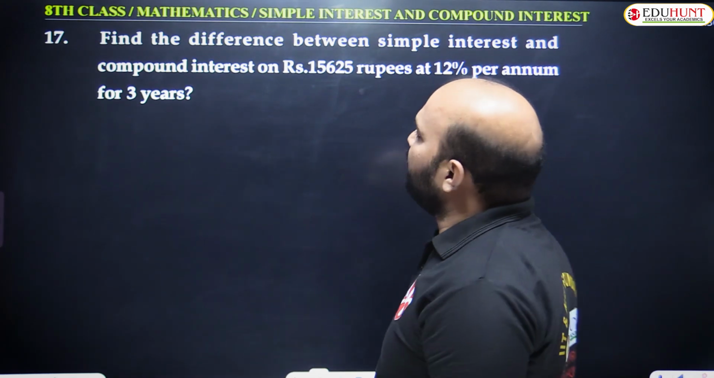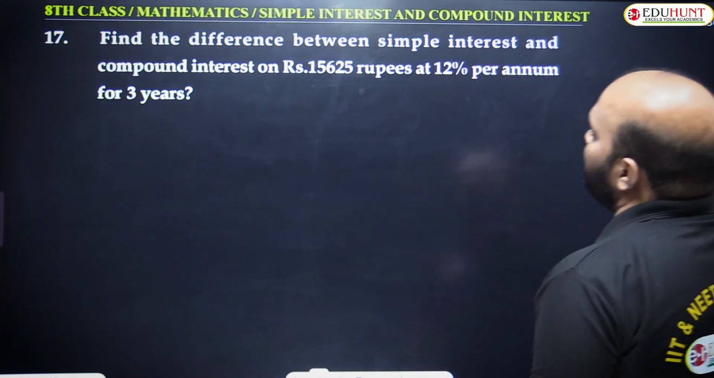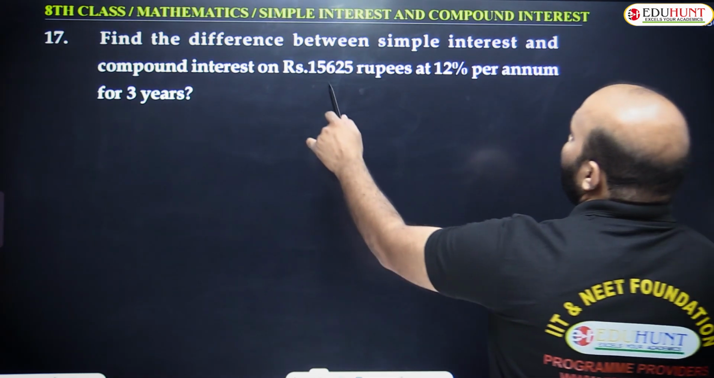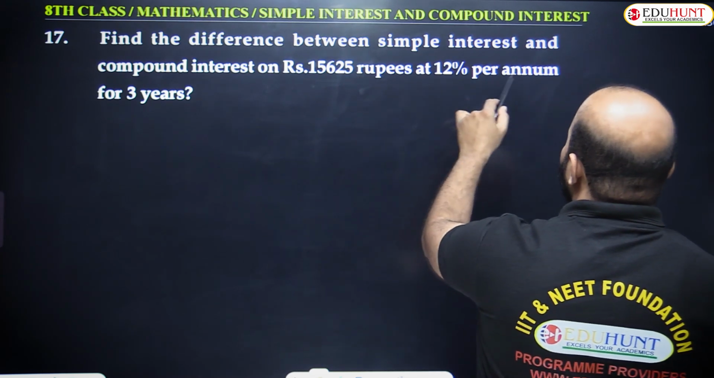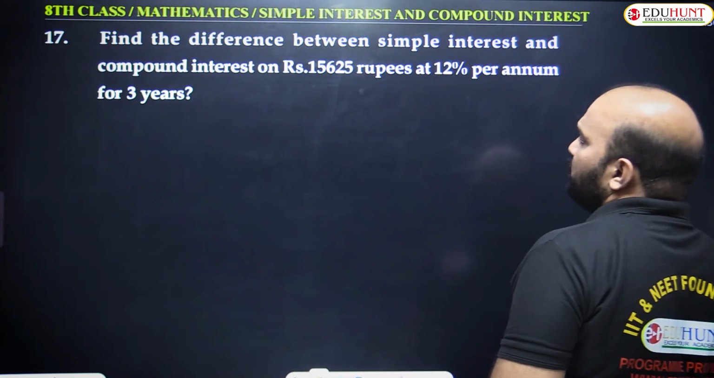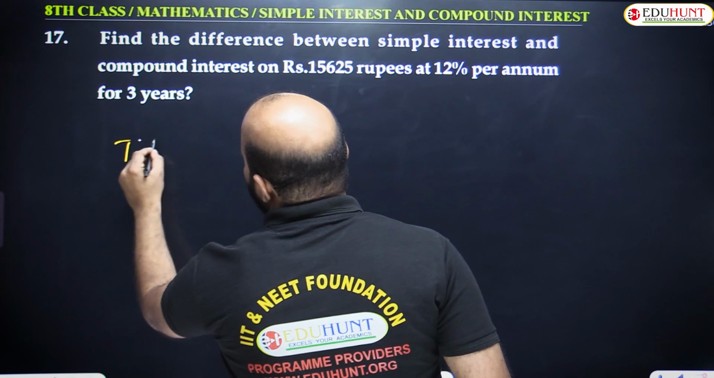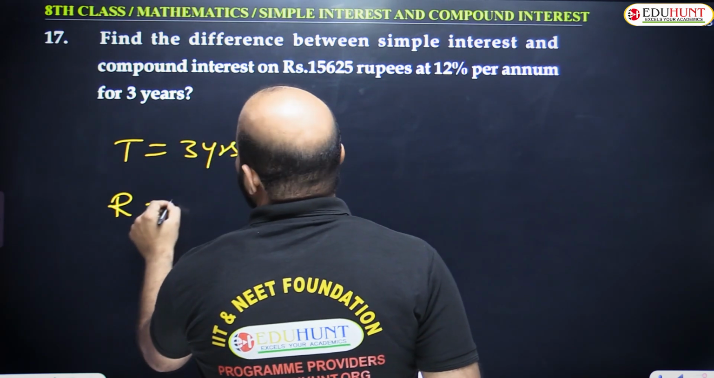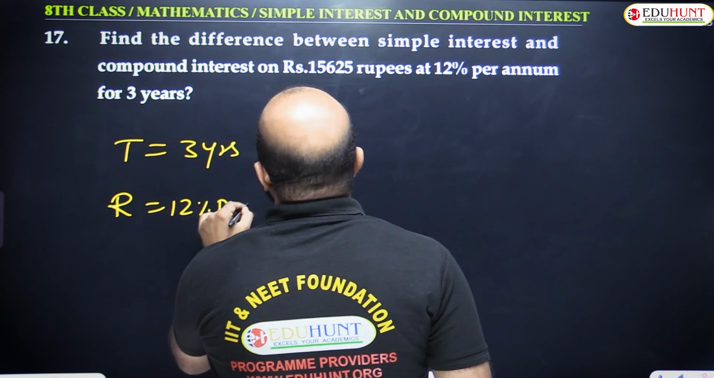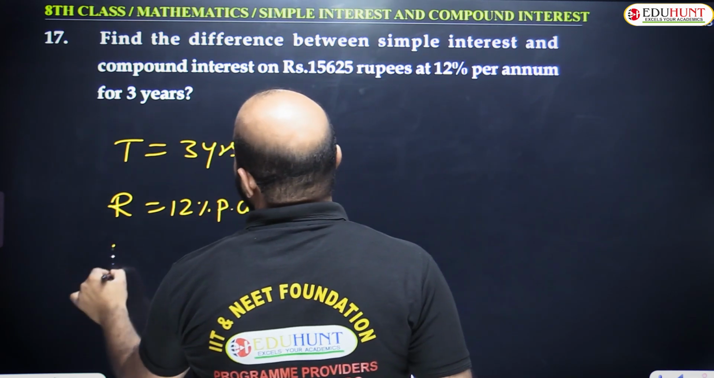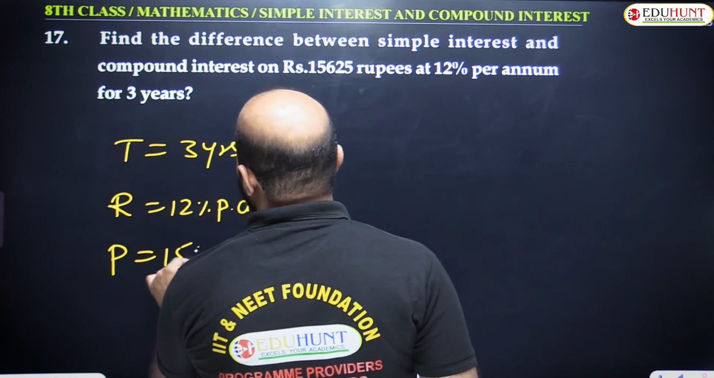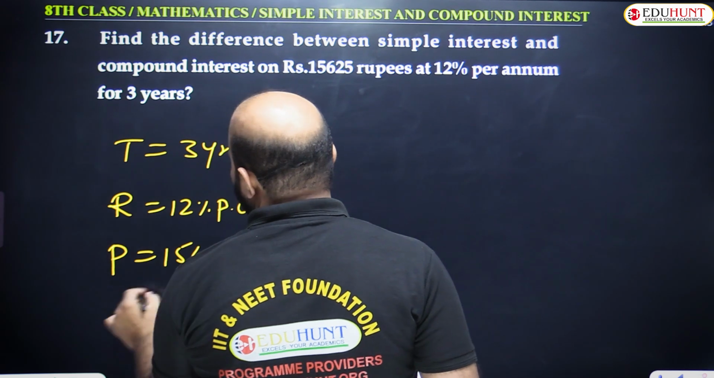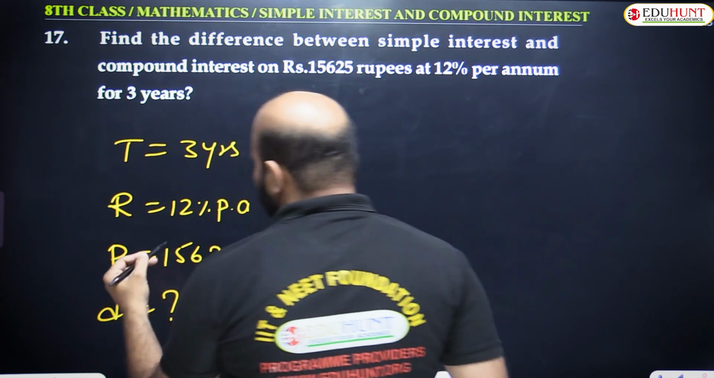Have a look at question number 17. Find the difference between simple interest and compound interest on 15,625 rupees at 12% per annum for 3 years. So in that question, how many years of time are given? That is very important: 3 years. What is the rate of interest? 12% per annum. Next, the principal is already mentioned: 15,625. But the question I am asking is the difference between CI and SI.